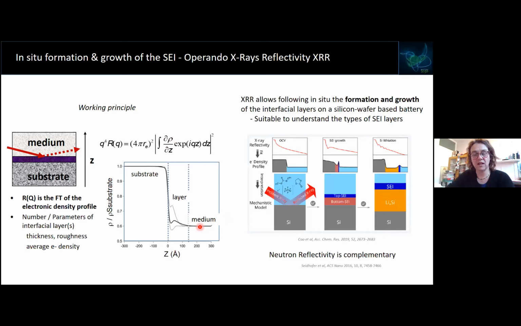So this technique has been applied recently, in particular in the case of silicon, using silicon wafer-based batteries by different groups. Here is an example from the group at Stanford, where they basically measure the reflectivity profiles. From them, they deduce the electronic density profile in different states of charge of the battery, and they are able to build a mechanistic model where they evidence the presence of several types of SEI layers, and they can even prove the amorphization of silicon. So this is a very powerful technique that we applied also in our group, but with a kind of different question.